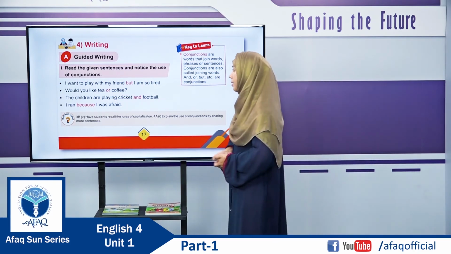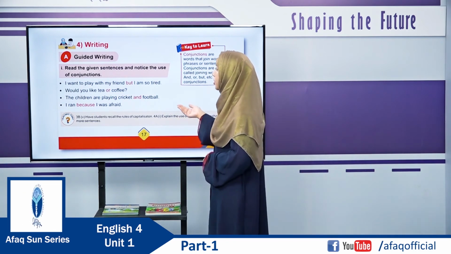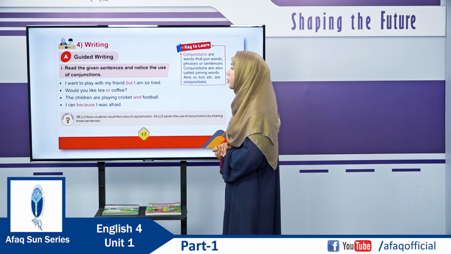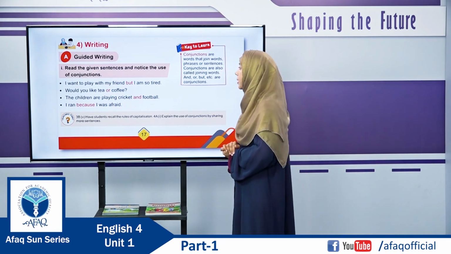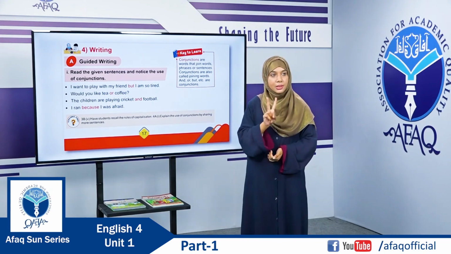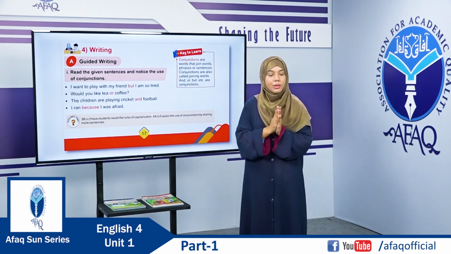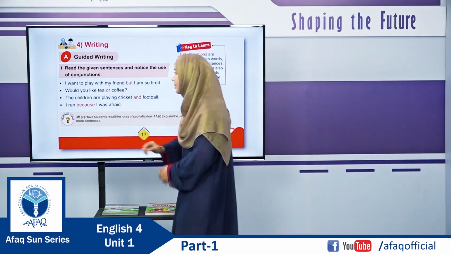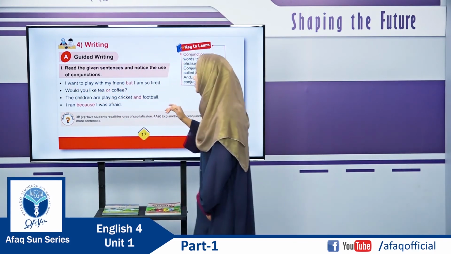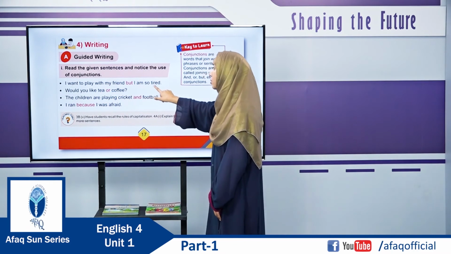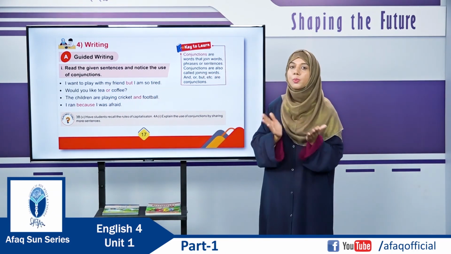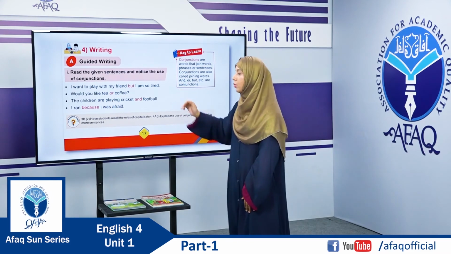Now let's see how these conjunctions are used in sentences. Let's read these example sentences on page number 17. The first sentence is, I want to play with my friend, but I am so tired. In this sentence, 2 sentences have been joined together with one conjunction. One sentence is, I want to play with my friend, and the other sentence is, I am so tired. So these 2 sentences have been joined together with but. Let's read the second one.